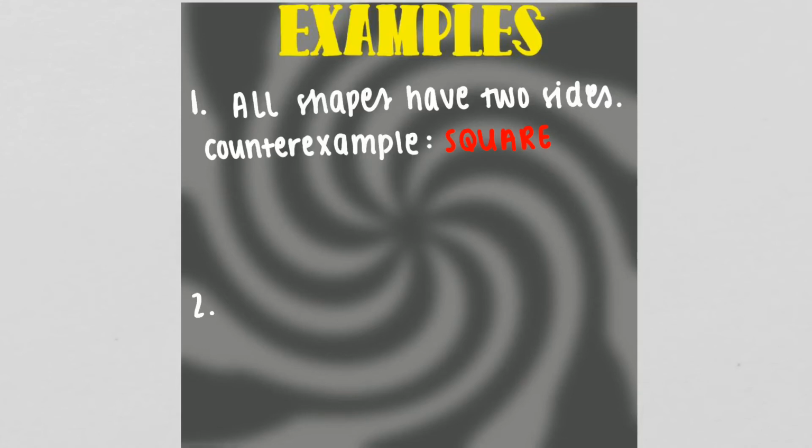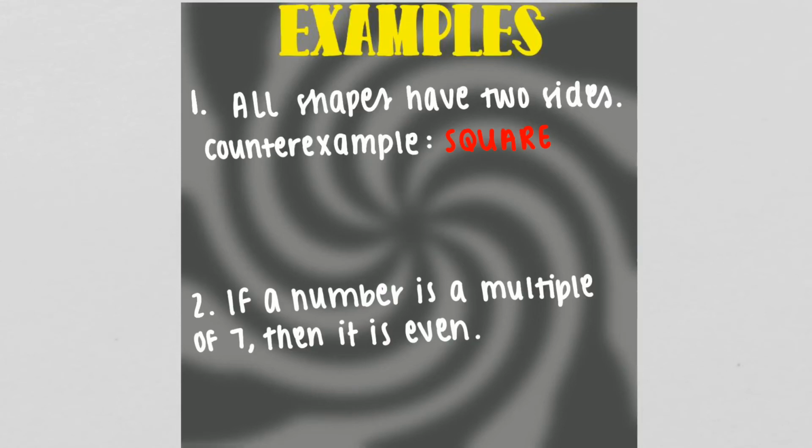We do not have to have the same counterexample though. Someone could have said a rectangle, a triangle, any other shape that does not have two sides, which there really aren't any, would be a counterexample. So you don't have to match with your partner, you don't have to match my counterexample, it just needs to prove the conjecture false.